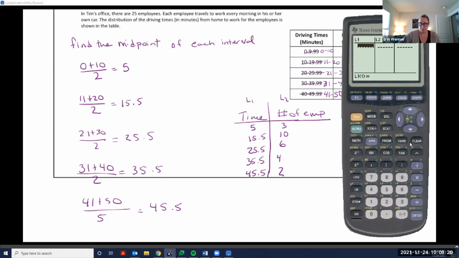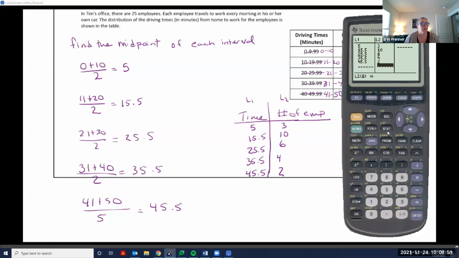And for list 1, we're going to enter 5, 15.5, 25.5, 35.5, and 45.5. For the number of employees, we can do 3, 10, 6, 4, and 2. And as always, you want to make sure: did I include the same number of entries in list 1 as I did in list 2? If you don't, that's going to throw your stuff off.